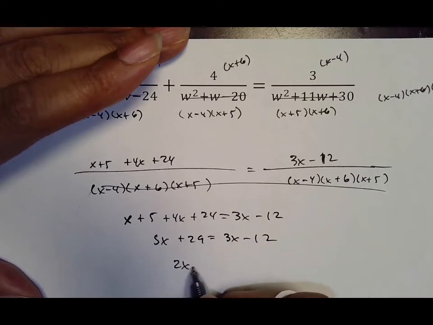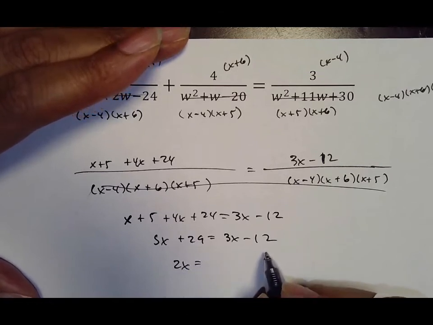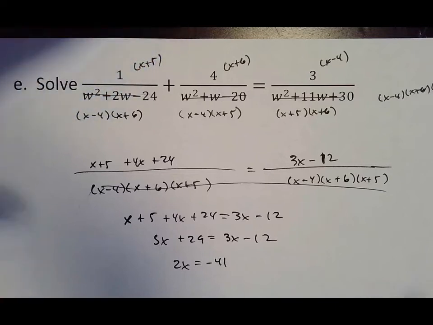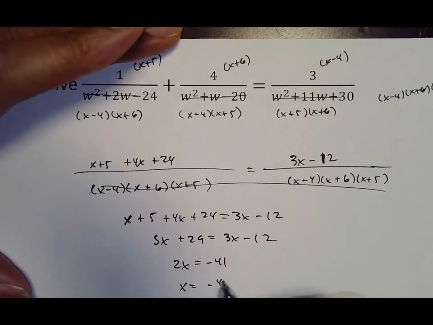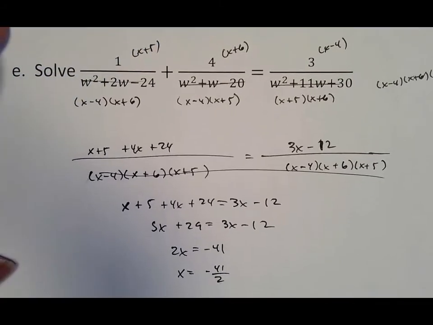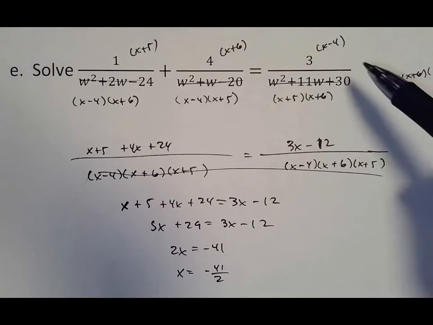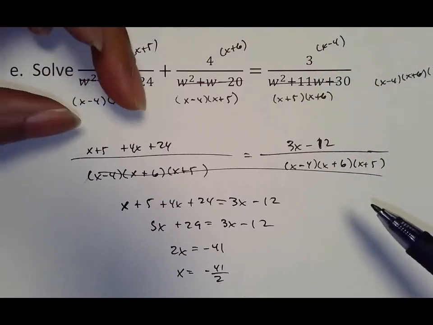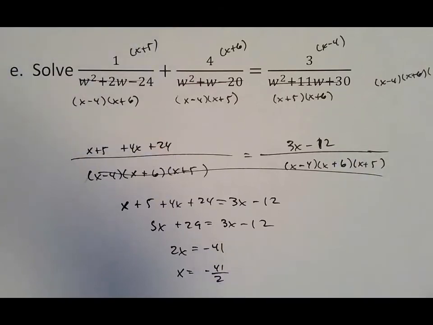Subtracting 3x to get 2x. Subtracting 29 to get negative 41, I believe. And then dividing by 2 to get negative 41 over 2. Doing a real quick check to make sure everything makes sense. 1x plus 5, yes. 4x plus 24, yes. 3x minus 12, 5x, 29, 12. Yeah, that's all I got.